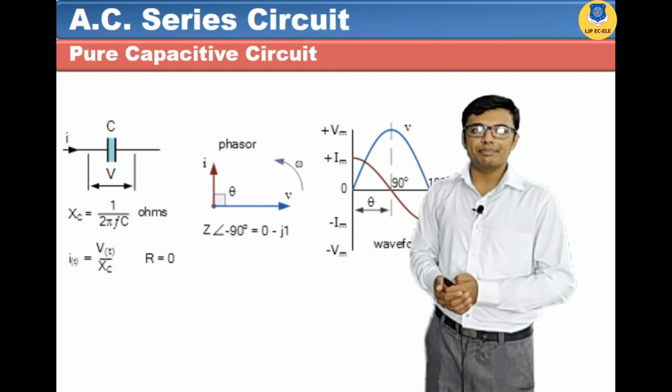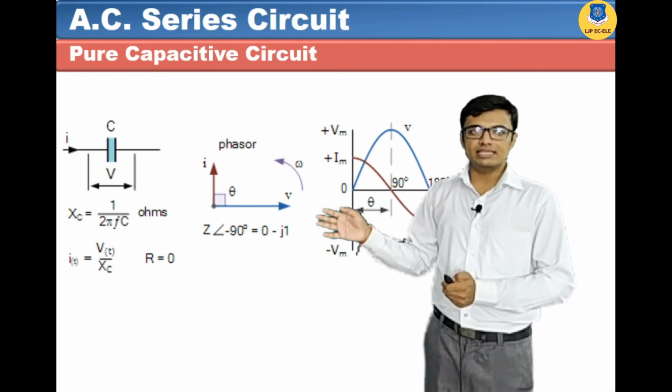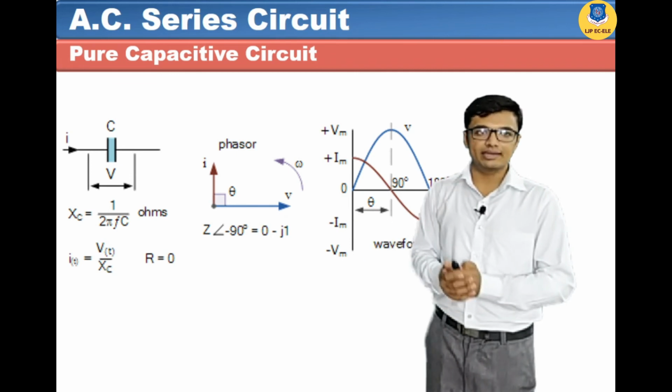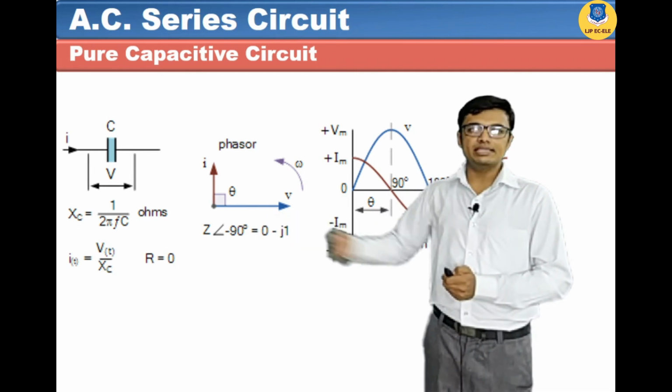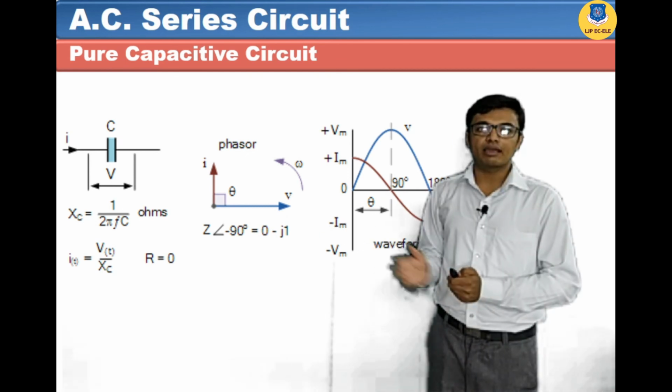But a capacitor has capacitive reactance, which opposes the flow of alternating current. The equation for capacitive reactance is Xc is equal to 1 upon 2 pi Fc. So capacitive reactance is inversely proportional to the frequency. If we increase the frequency, then capacitive reactance will decrease. This is the equation for current, that I is equal to V divided by Xc. If we increase the value of Xc, then the current will reduce.